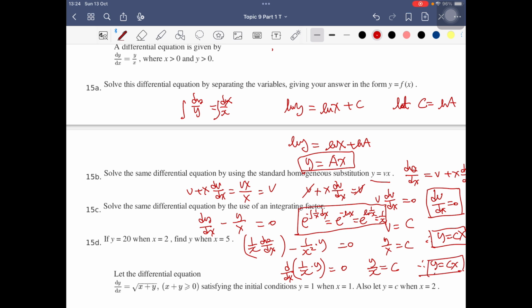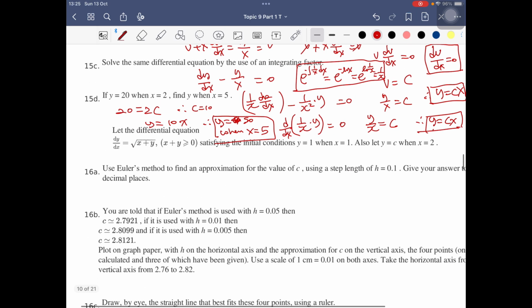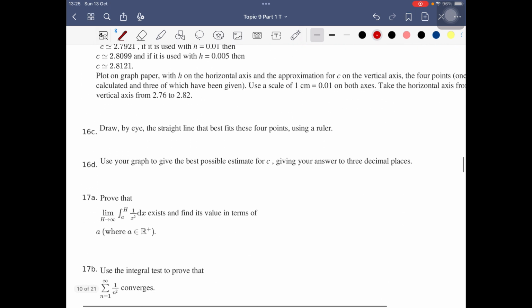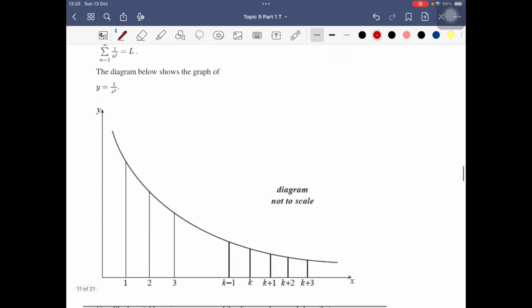And for D, when x equals 2, y equals 20, so c equals 10. So y equals 10x. Therefore, y is 50 when x equals 5. And that covers differential equations, all the methods. Let's go further.